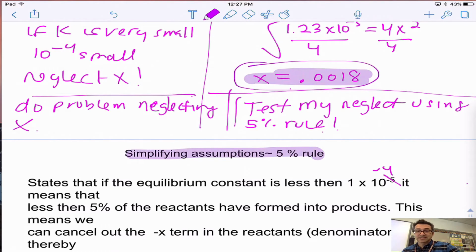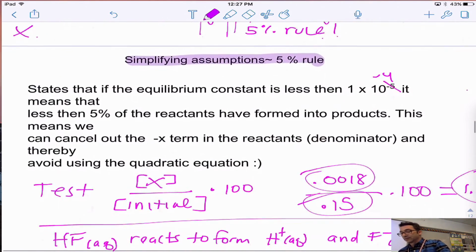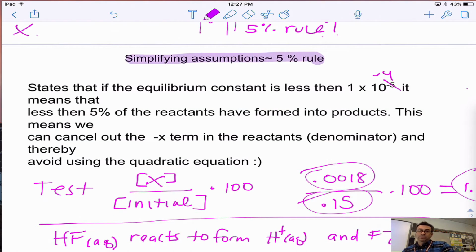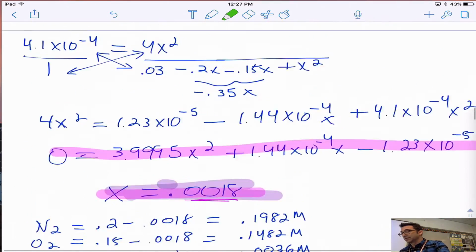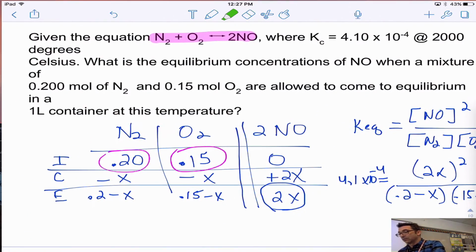So let's test this out, and I did this in class again. Let's test out our 0.0018 against our reactants. So when we test this out, we put in the concentration of our x value over the concentration of the initial NO value. That's all the way back from here, where we had the NO value is 0.15.